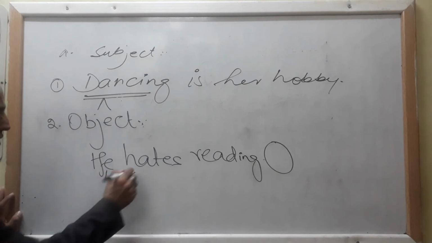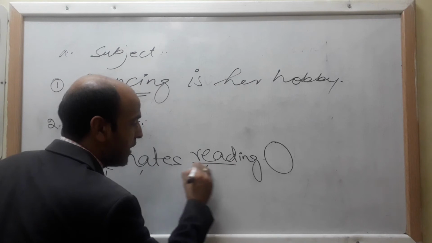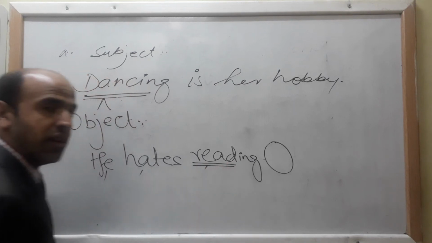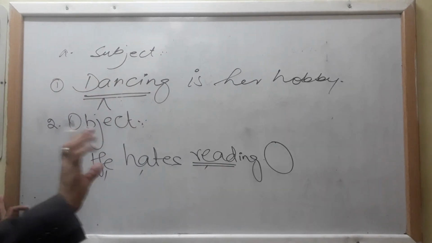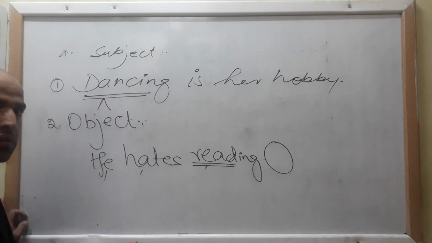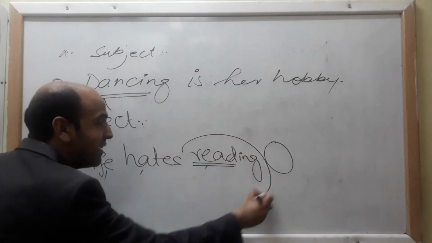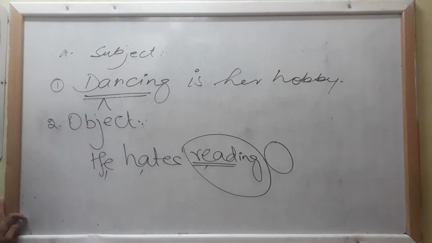Like subject, verb, object. Here reading looks like reading. He is reading. Here reading is your verb. But here, he has, what does he have? Reading. Clear? Here reading is functioning as an object of the sentence.